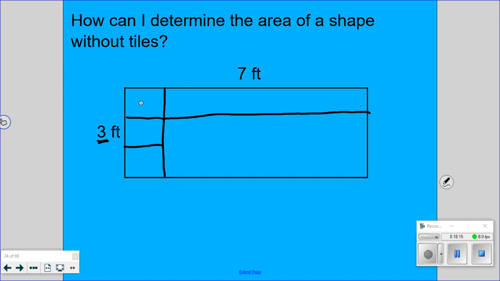This one counts. That is 1. 1, 2, 3, 4, 5, 6, 7. Now I've got a length of 7 and a width of 3. Could I do anything else? Maverick, what else could I do? Since you know the length and the width, do I know that more squares are going to go here? Yeah, I do. Let's go ahead and draw them in.